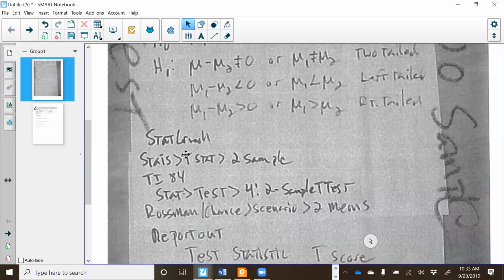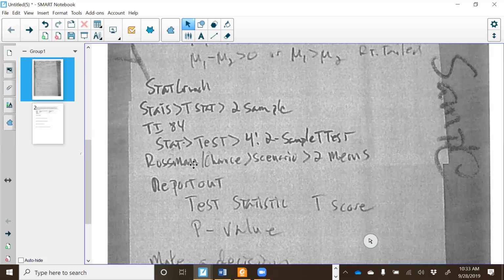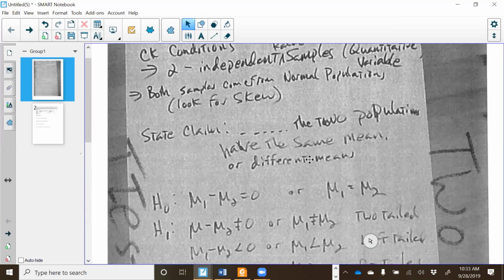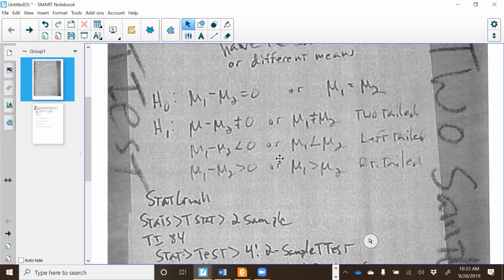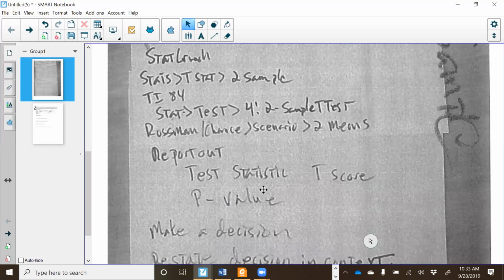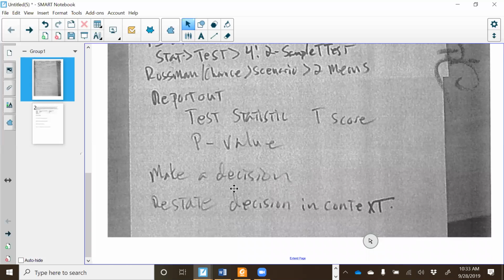StatCrunch, I'm sorry, this is a sheet I use for my Oxbow students, and I use StatCrunch with them also. TI-84 also works, 83 also works. We're going to focus on Rossman Chance, okay? So we're going to do a claim. You're going to want to state the claim. You're going to want to write your hypotheses, same process, same recipe. State the test statistic and the p-value. Make a decision. Do we reject H0 or fail to reject H0? And then you want to use that flow chart to make a decision in context.